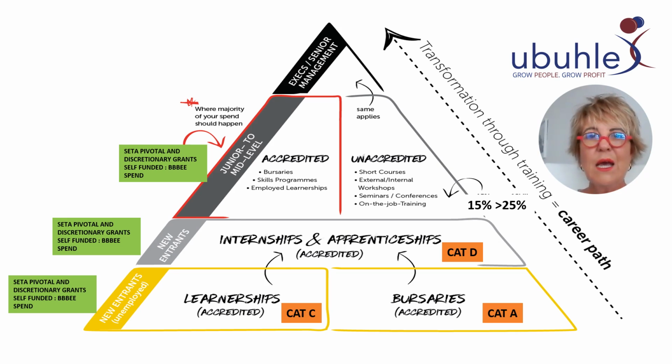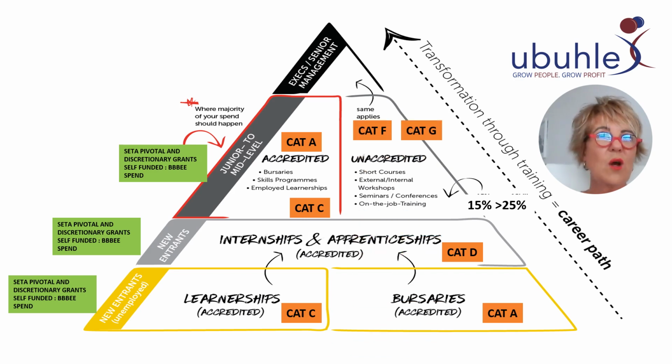And again, when we look at return on investment, the CETA pivotal and discretionary grants can support the funding of these programs. And for BBBEE spend, accredited programs can either be on category A or category C, and also for the non-credit bearing could be on category F or category G. That is the spend that you can claim for your BBBEE points.